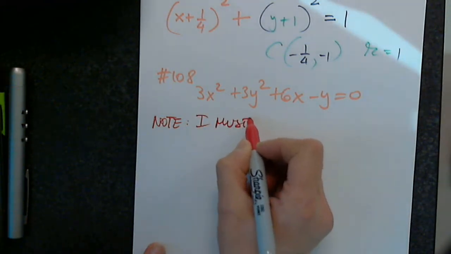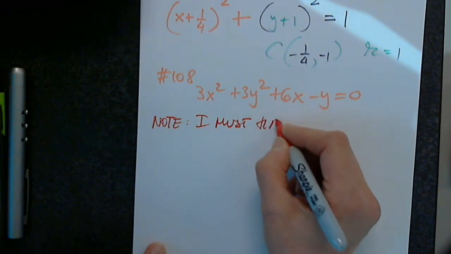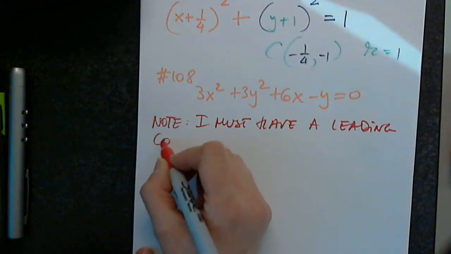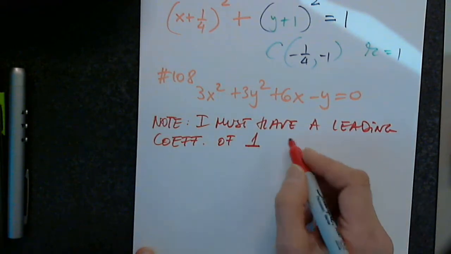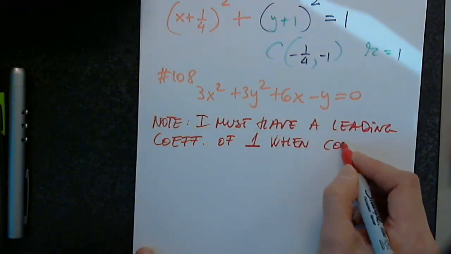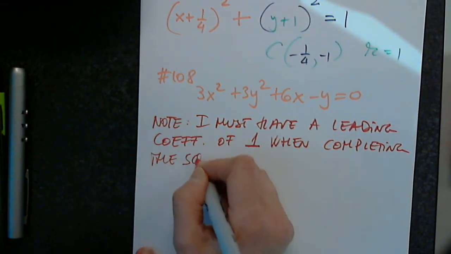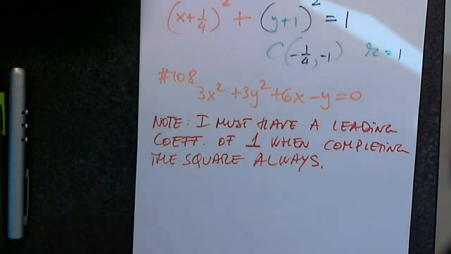I must have a leading coefficient of 1 when completing the square. Always. It's a must. I can complete the square.